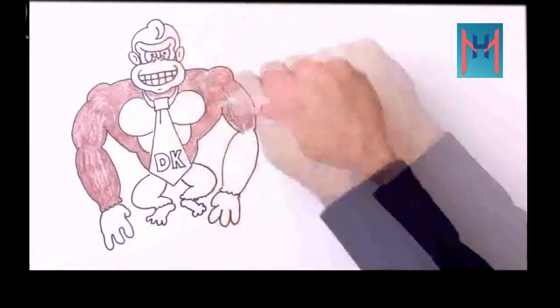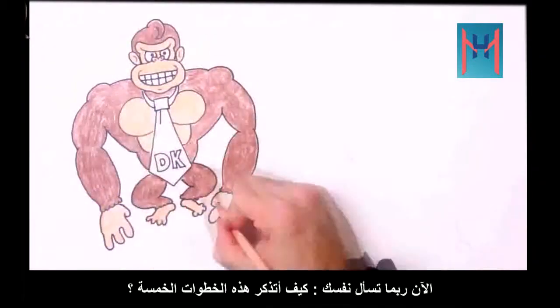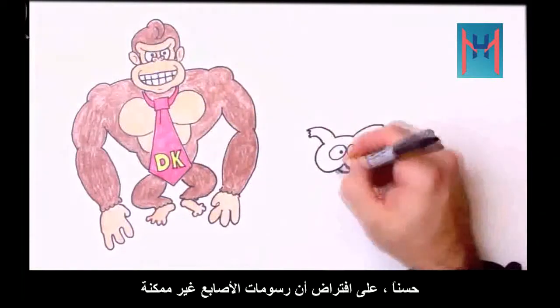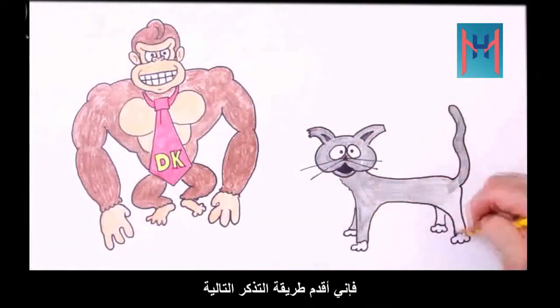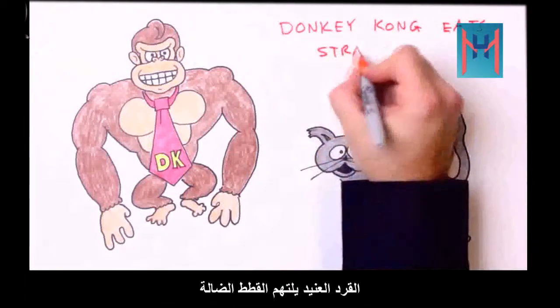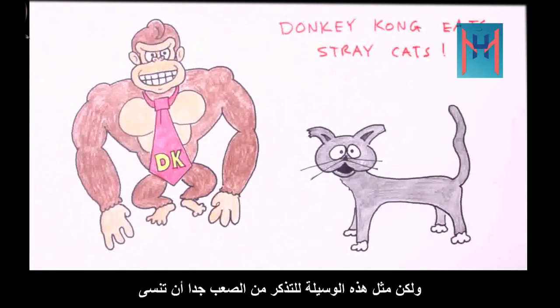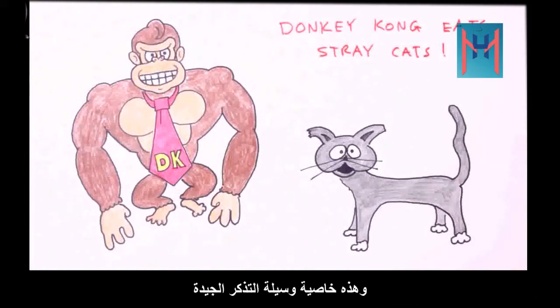Now, you may be asking yourself, how am I going to remember these 5 steps? Well, assuming that fingertip tattoos are out of the question, I proffer the following mnemonic device. Donkey Kong eats stray cats. No, it's not very humane, nor is it even accurate. Everybody knows that DK is a strict bananivore. But such a hilariously graphic mnemonic device is pretty hard to forget. And that's the mark of a good mnemonic device.